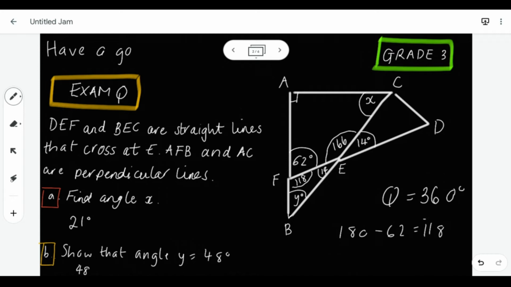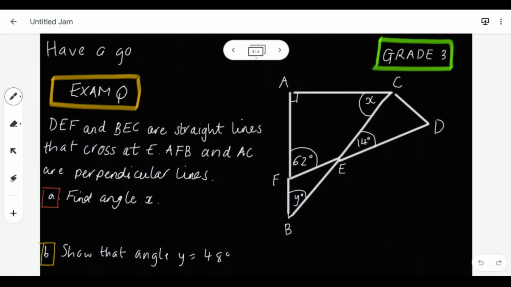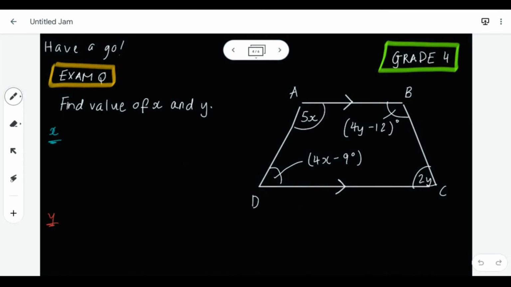Now, moving on to the next question then. Pause the video, have a go at the question, and then play it to see the solution.